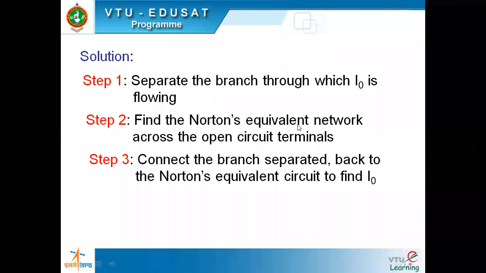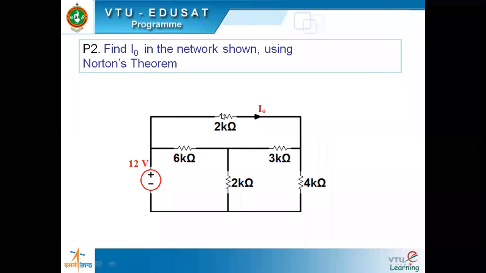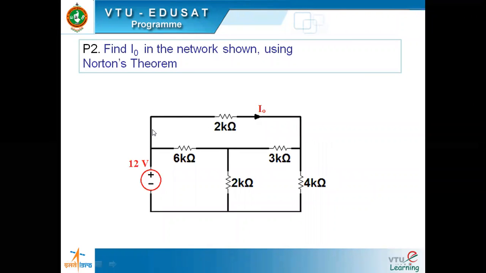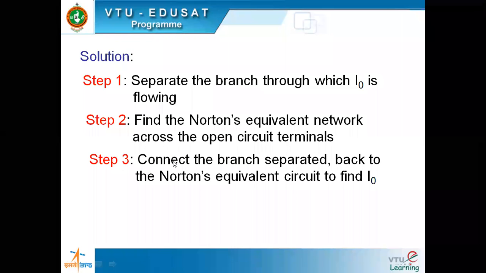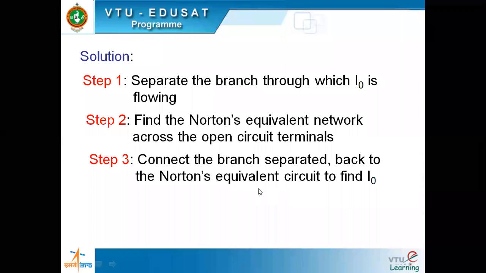Step 2, find the Norton's equivalent network across the open circuit terminals. Soon after you separate this 2 kilo ohms, you'll find open circuit terminals here. So across the open circuit terminals, you have to find your Norton's equivalent network. Then what is the third step? Connect back the separated resistor to find out I naught.